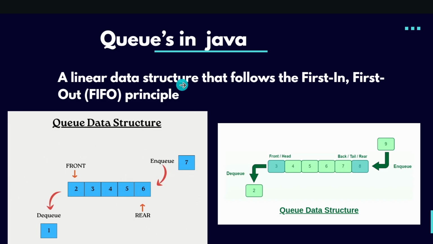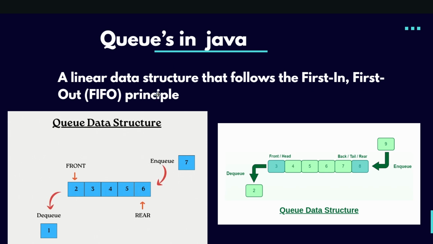Queues have many uses: booking a ticket, or in airports, or in movie theaters, where people stand in a queue, collect the ticket and come out first. Whoever goes in first comes out first. That is known as the queue, the first in first out principle.